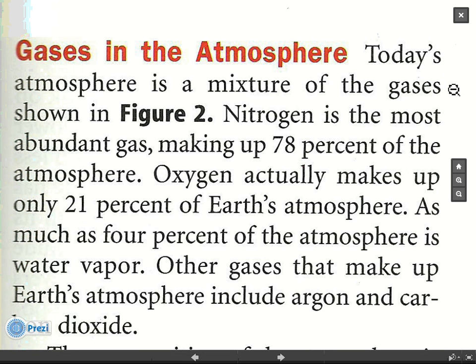Today's atmosphere is a mixture of the gases shown in figure 2, which was the circle graph. Nitrogen is the most abundant gas, making up 78% of the atmosphere. Oxygen actually makes up only 21% of Earth's atmosphere. As much as, this is a typo, it's not 4%, 1% of the atmosphere is water vapor. Other gases that make up Earth's atmosphere include argon and carbon dioxide.